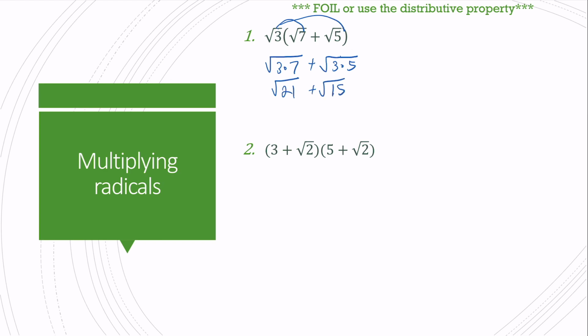And then I see, can I simplify the square root of 21? No, it's the product of 2 primes. Same thing with the square root of 15. So our answer here is complete and fully simplified.